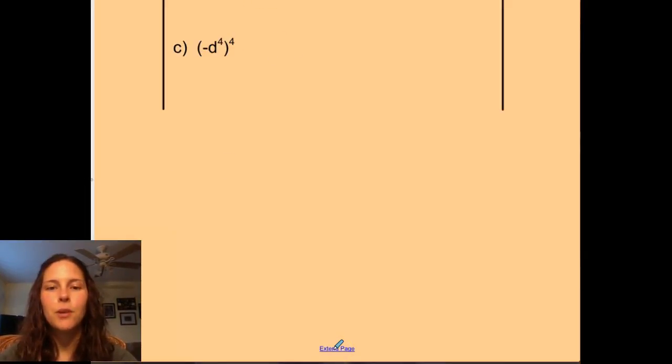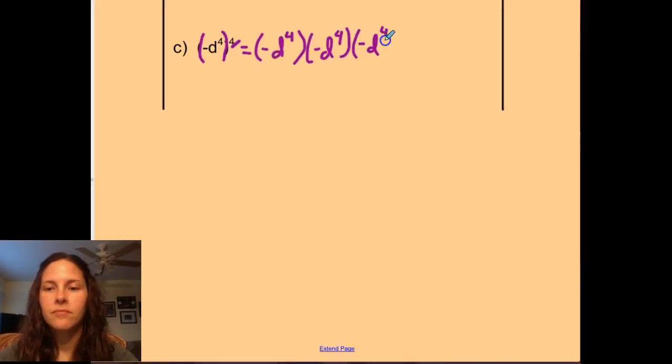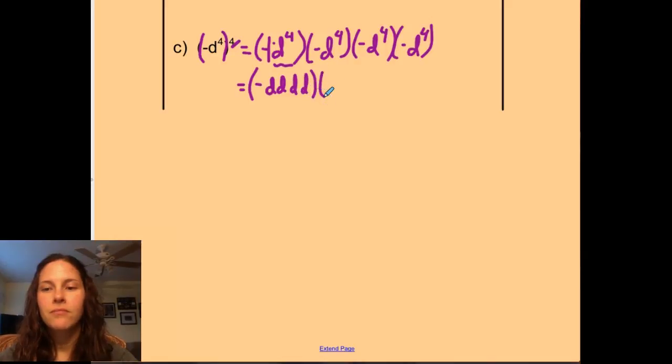And our last example, we have negative d to the 4th times itself 4 times. And again, the negative is a coefficient. You can think of that as negative 1 times d to the 4th. So I'm going to write my negative sign just once, and then my d times itself 4 times. And I will do that 4 times.